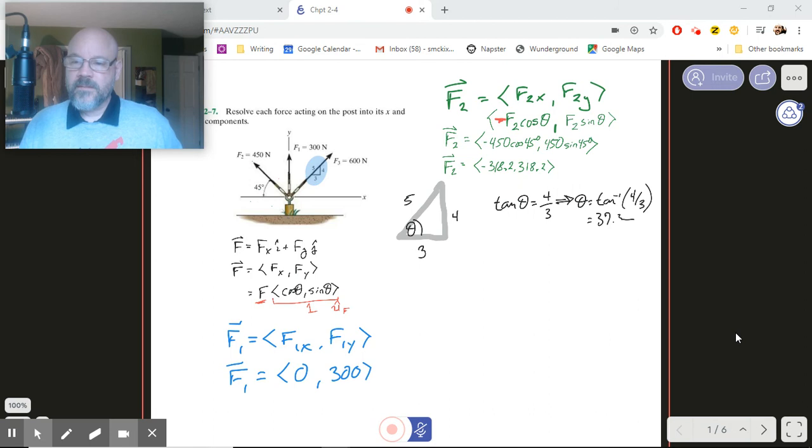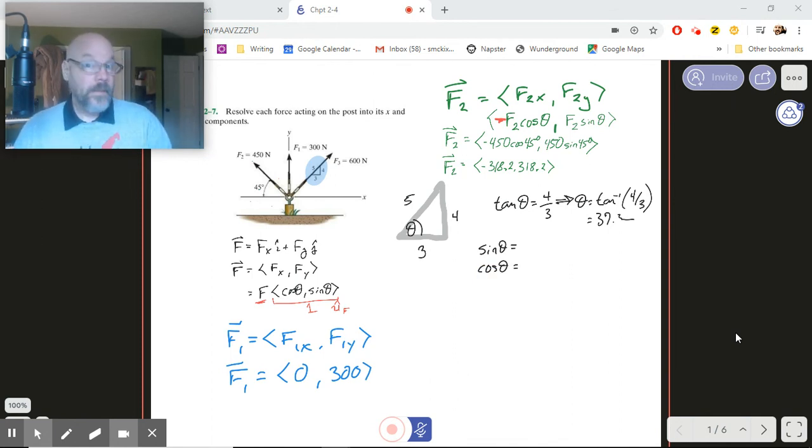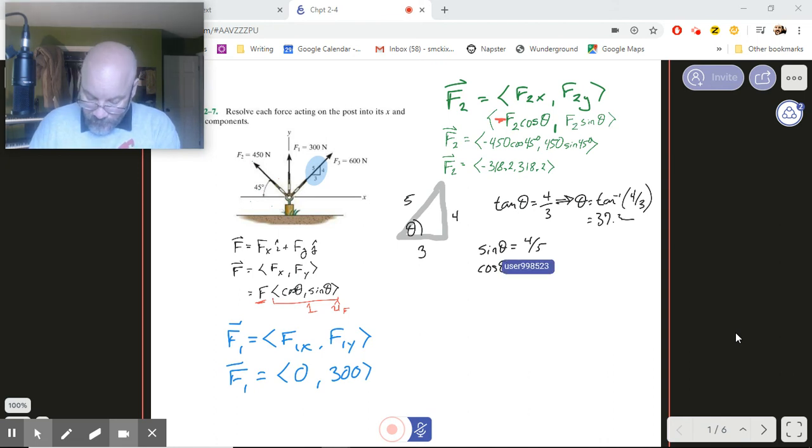I don't remember what it is. You don't have to know what it is. It doesn't matter. Let me show you why. It doesn't matter because what we want is the sine of theta and the cosine of theta. We don't care what theta itself is. We want the sine of it or the cosine of it. Sine is opposite over hypotenuse, so the sine is 4/5. Cosine is adjacent over hypotenuse, so that's 3/5.